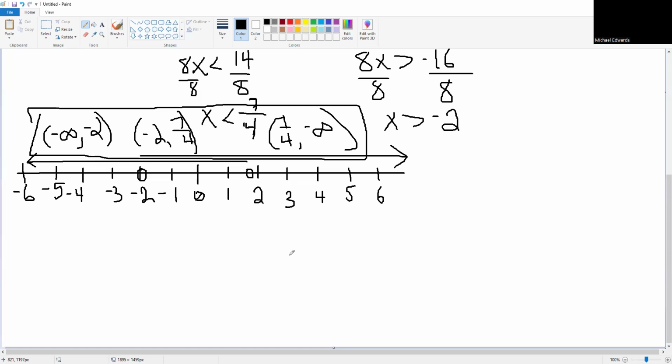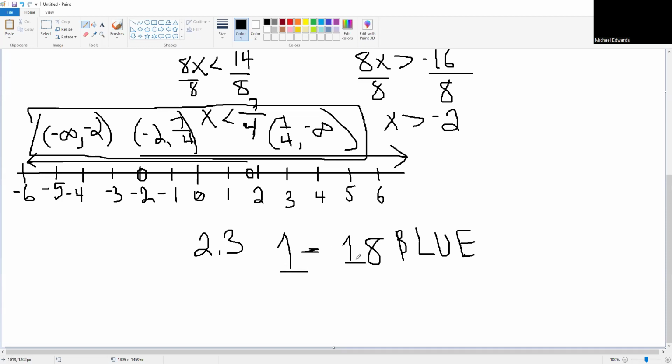Okay, so for your practice work, your practice work will be 2.3, and it's going to be 1 through 18, blue. I want to see all the work. I want you to make sure you get all the intervals and check them. And it will take lots of paper, and it's okay. And good luck.